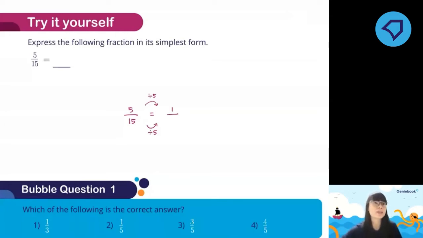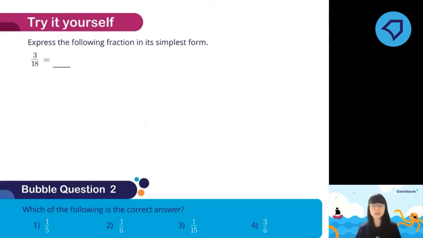So I see majority of you got the correct answer. So in this case, 5 and 15. 15 is a multiple of 5, means it can be divided by 5. So 5 divided by 5 will give me 1. 15 divided by 5 will give me 3. So your answer would be option number 1. Okay, divide by the same number until you can no longer divide. Okay, let's try the next one.